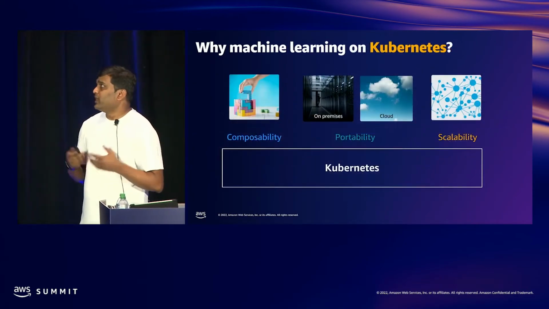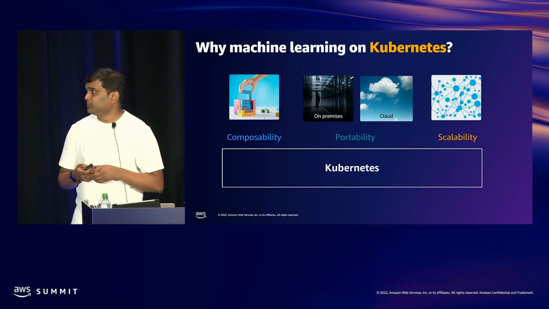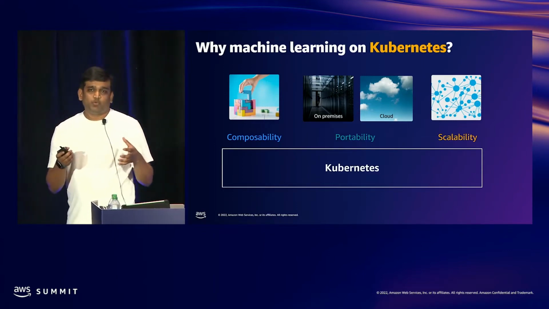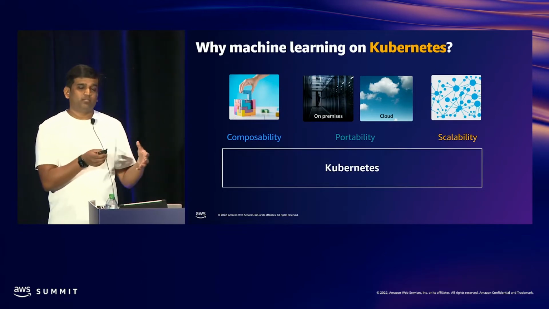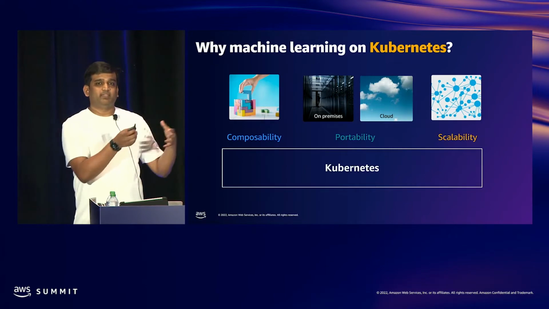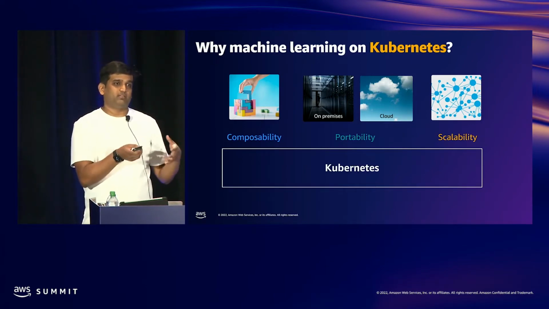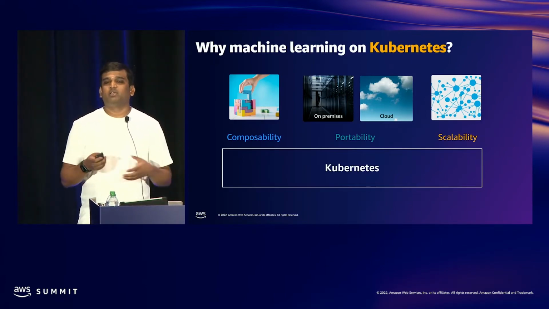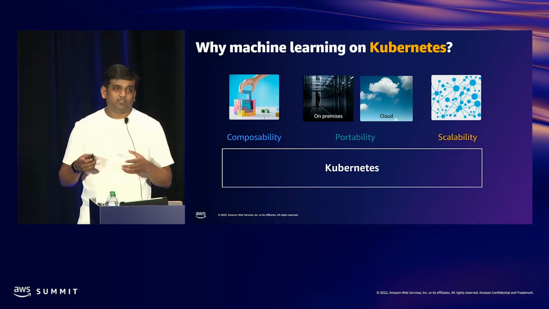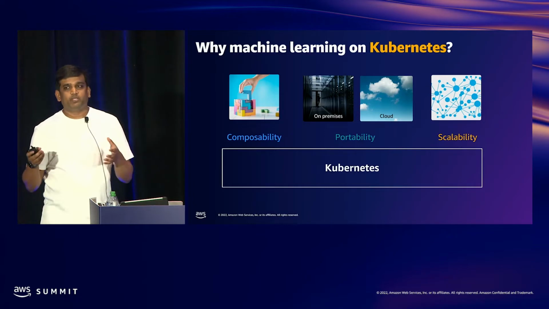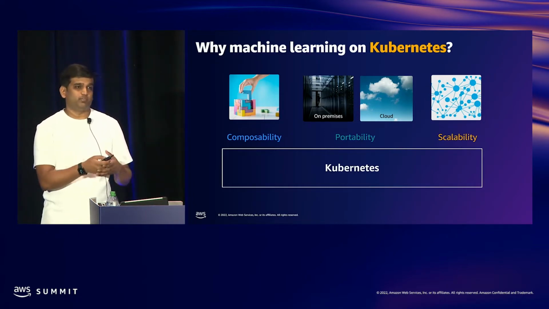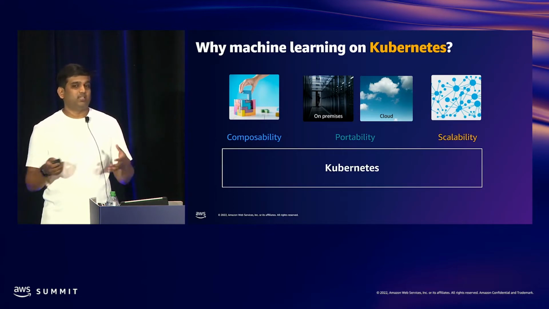Now, why do we want to run machine learning on Kubernetes? So first thing is it's very composable. That means you can create a component within Kubeflow or on Kubernetes, and you can use that in different pipelines. So you don't have to rewrite the same code over and over again for different pipelines in your machine learning workflow. Second is portability, which we just discussed. You can do it on-prem today. Tomorrow you can go to the cloud on AWS. You don't have to make many changes in your code, right?